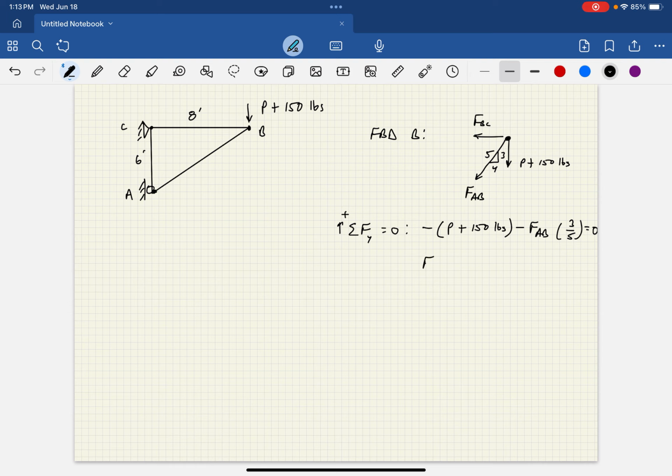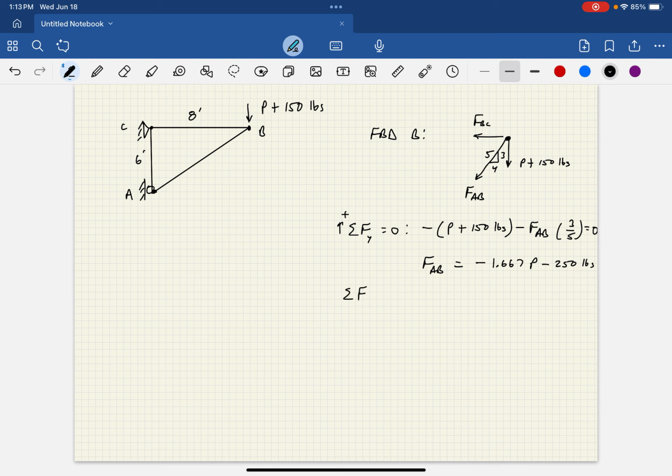And so I'm going to do some rearranging, and I'm going to get F_AB equals negative 1.667 P minus 250 pounds, okay? So remember, be careful with your algebra. This negative is going to distribute to both terms. That's where these two negatives come from, okay? So that's F_AB, and notice this is F_AB as a function of that load P, all right?